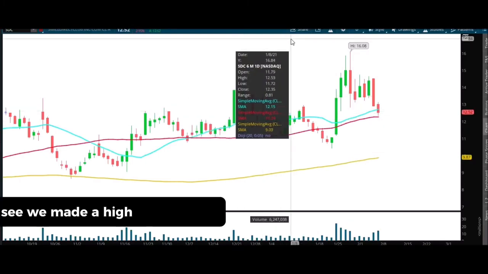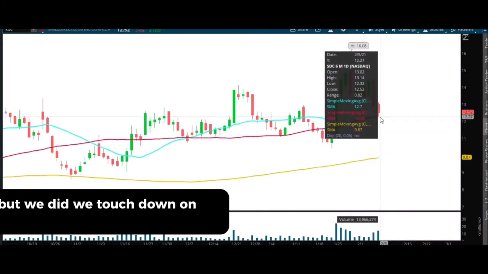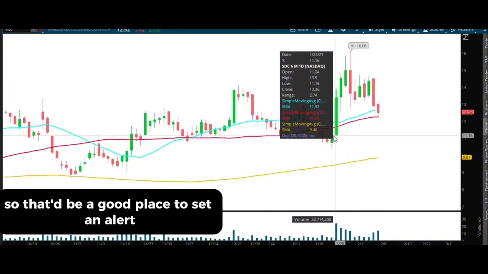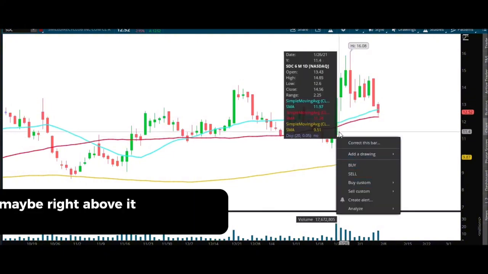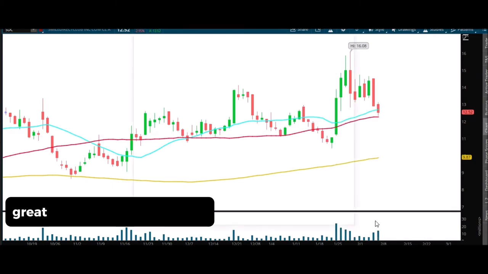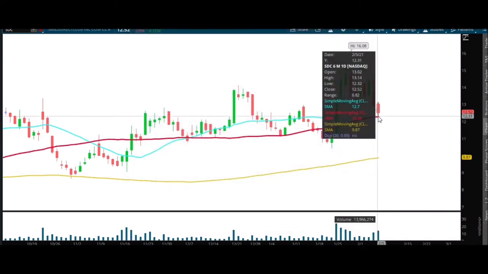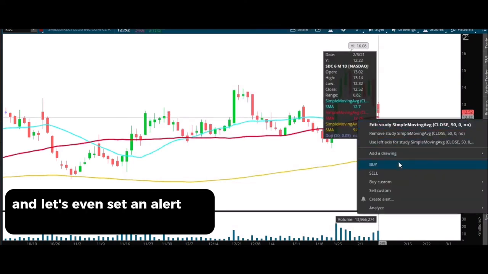You can see we made a high here of 1608. We touched down on the 50-day moving average. We have a little gap right here I'm going to watch for, so that'd be a good place to set an alert. Maybe right above it, so you have time. Create alert. At or below 1140. And let's even set an alert for below the 50.